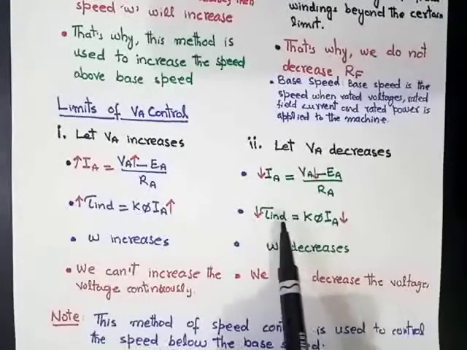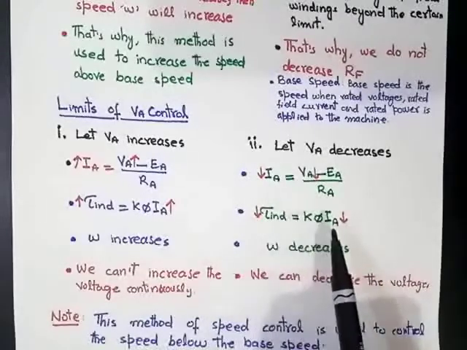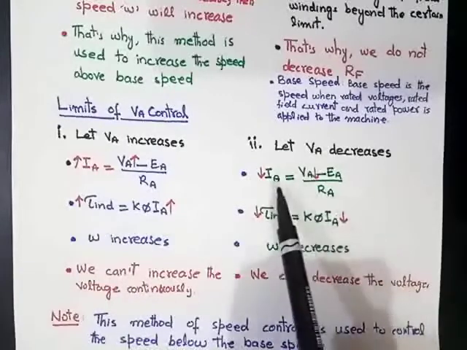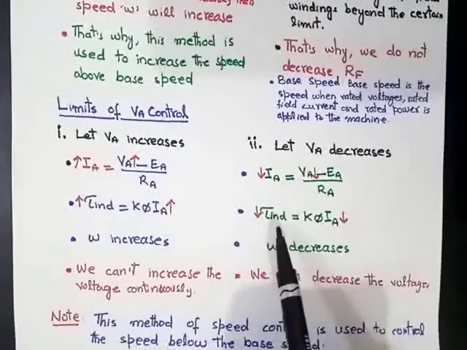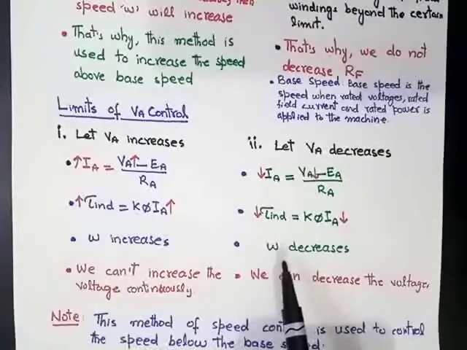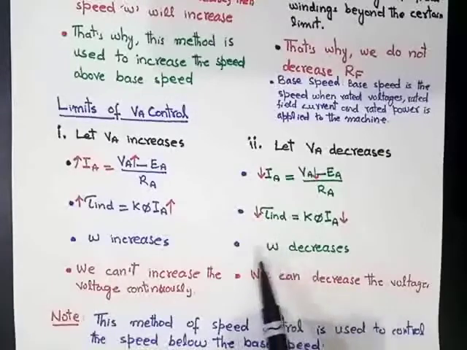As we know, induced torque is equal to K phi into IA. When the armature current decreases, the induced torque will decrease as well. When the induced torque decreases, the speed of the DC shunt motor will decrease.